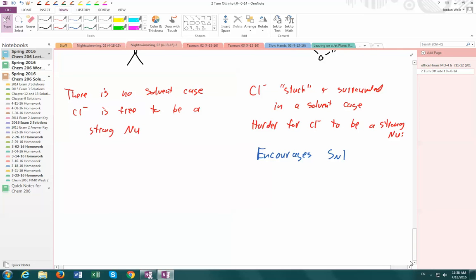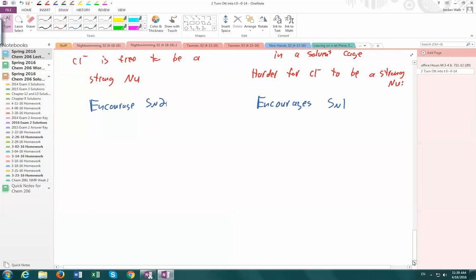So that is unfortunate. Alright, so in this case, if our chloride is free to act as a strong nucleophile, that's going to obviously encourage SN2. And so really, the choice of solvent is kind of overlooked, but it ends up having a pretty huge impact on reactivity, and you'll see more about that down the road as you go.